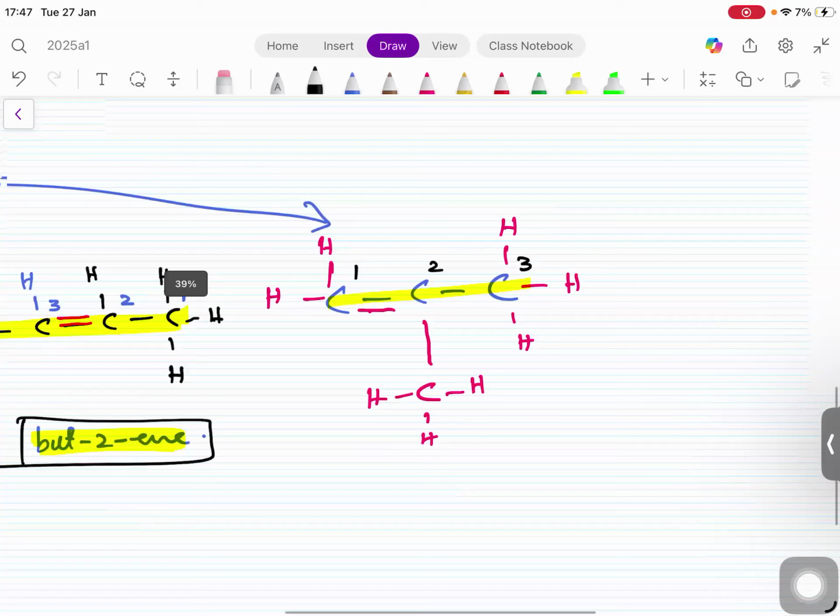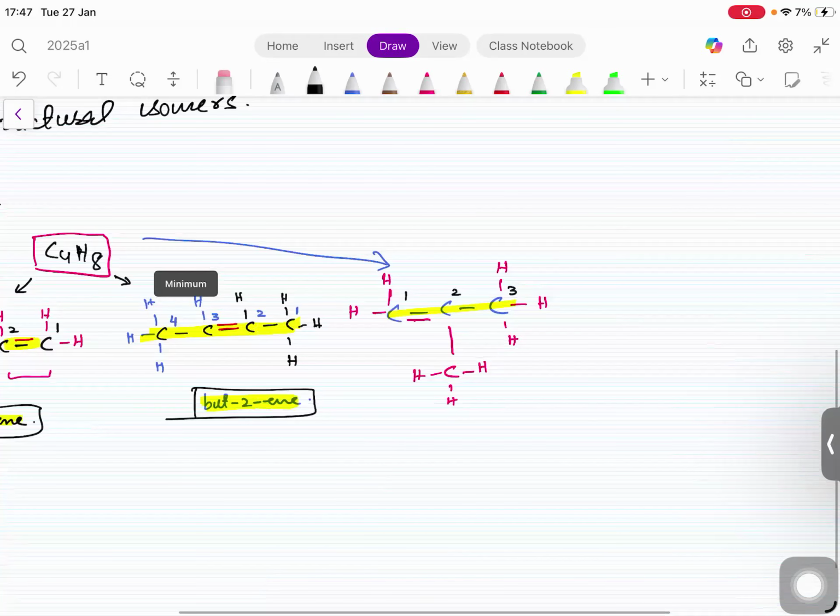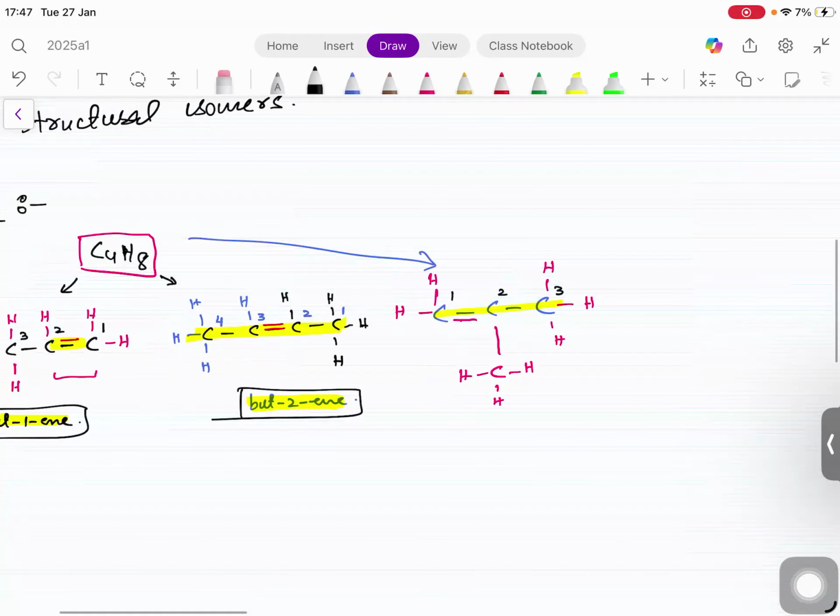One thing which you will learn today, other than branching: if you change the position of the double bond, a new compound, a new alkene, comes, which is different from the previous one. But as they have the same molecular formula, we call them structural isomers, right? So one is but-1-ene, the second one is but-2-ene, and the third one is 2-methylpropene. All three are structural isomers, with the same molecular formula.